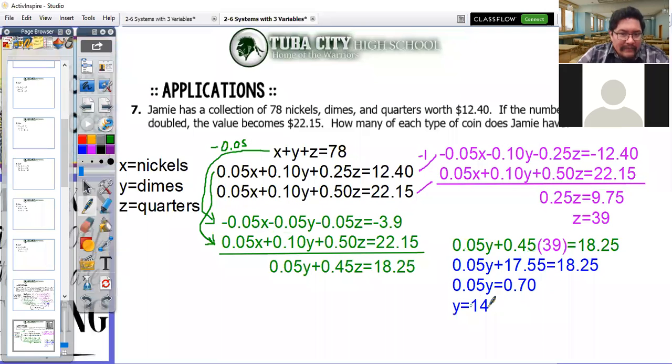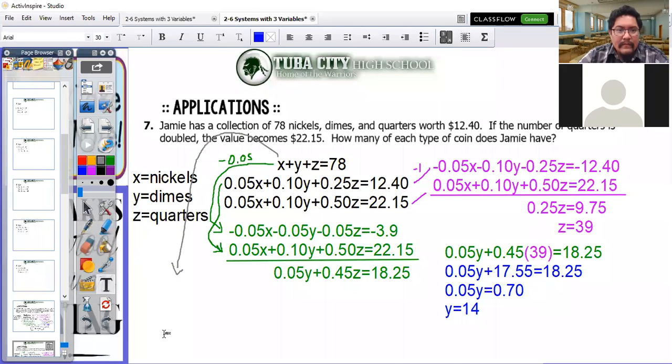Now, if we know that we have 14 dimes and 39 quarters, we can go back to one of the originals. And I like using that top one. That top one's a really good one, because I am going to plug it in over here. And let's see what we get. So X, we don't know what X is. We don't know how many nickels there are. But we do know there are 14 dimes, and there should be 39 quarters, and that comes out to 78 coins in total.